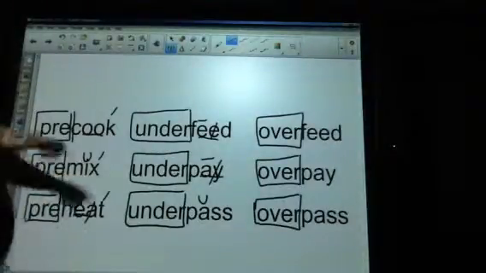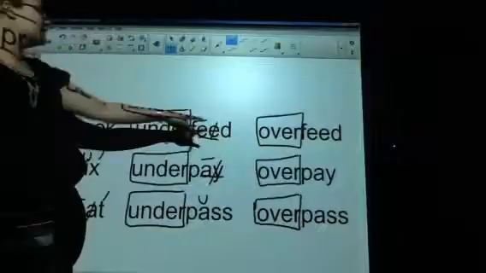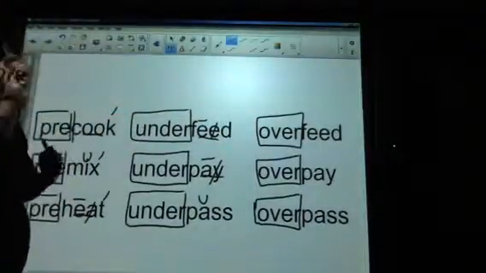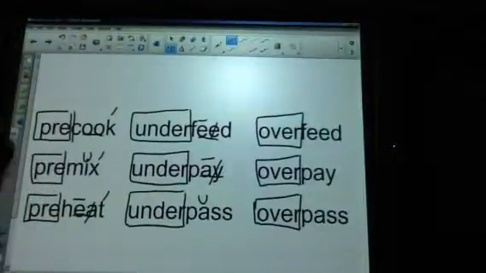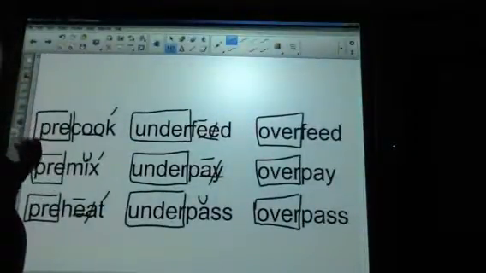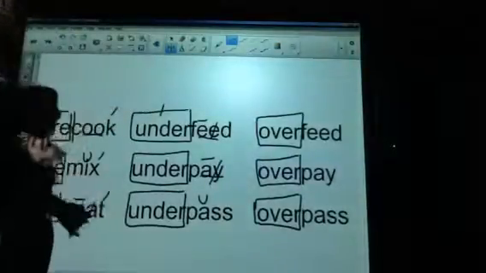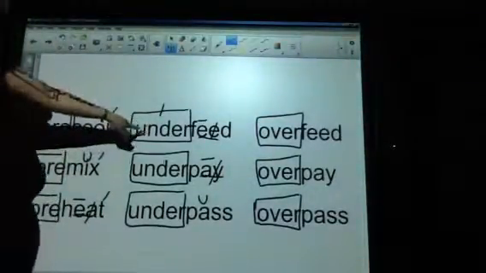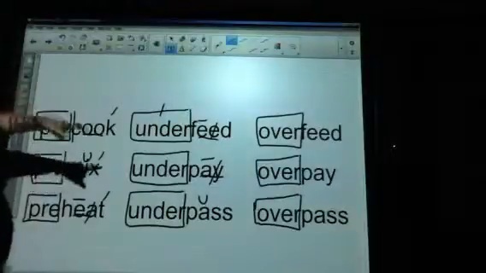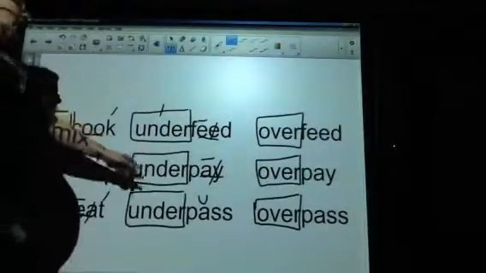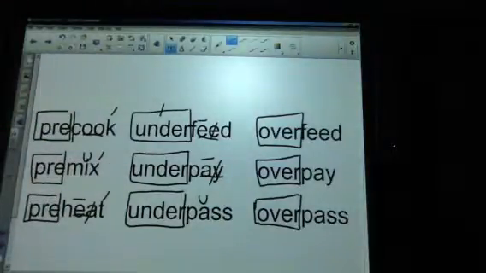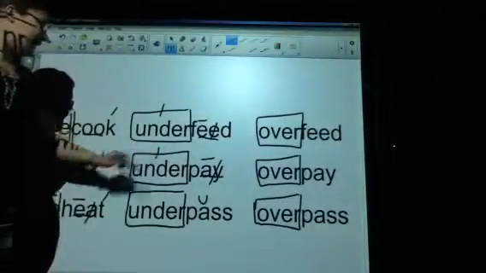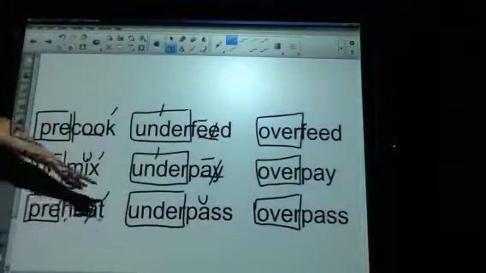Okay? Now, these. We've got 3 syllables here. So, underfeed, underfeed, or underfeed? Underfeed. So, it's going to go in the middle of that, because it goes on this first part. Underfeed. In the middle. Underpay, underpay, or underpay? Underpay. What about this one?